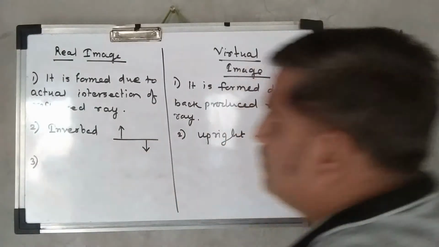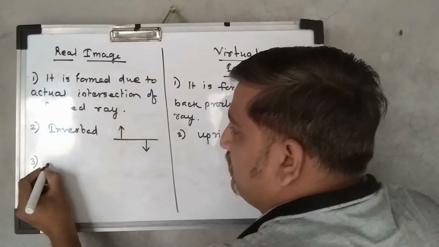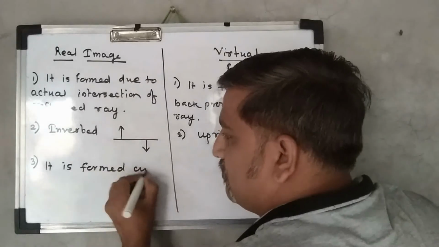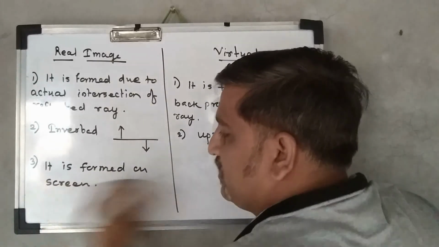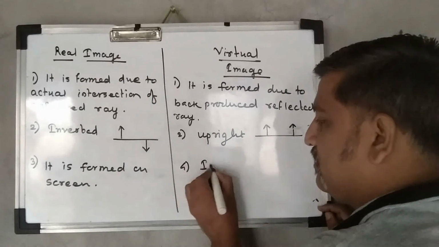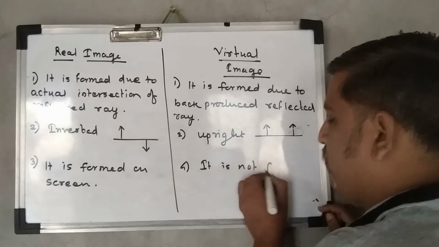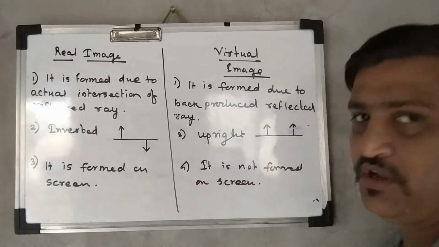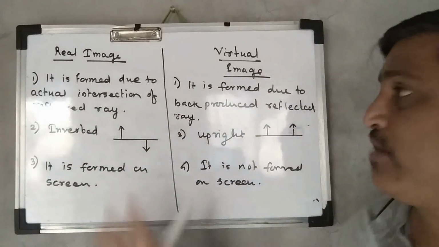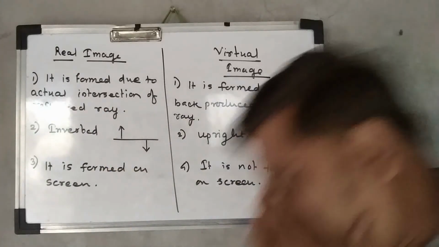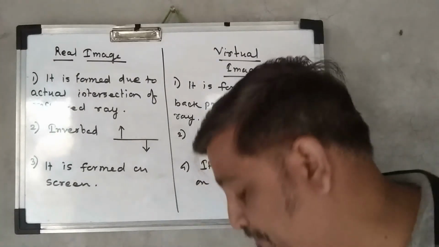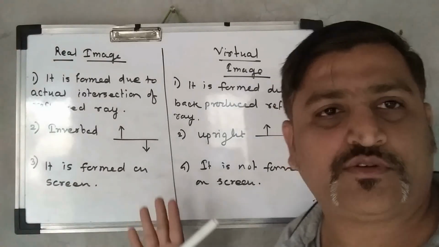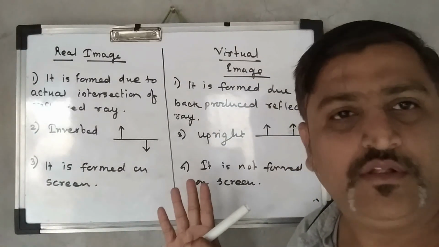Okay. Third differentiating point is that real image is formed on screen. On screens, it will form on the screen, and this is not formed on screen. It will not form on the screen. Okay, so these are the differentiating points between real image as well as the virtual image. I hope you understood the differences between the real as well as the virtual image.